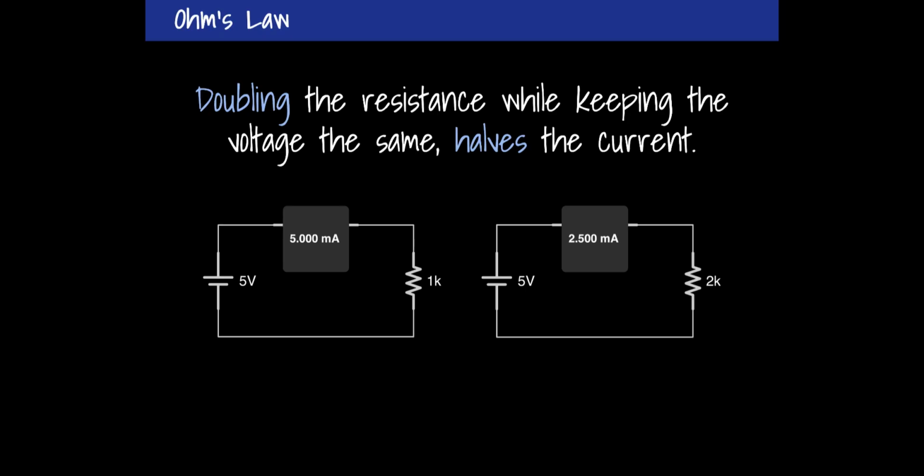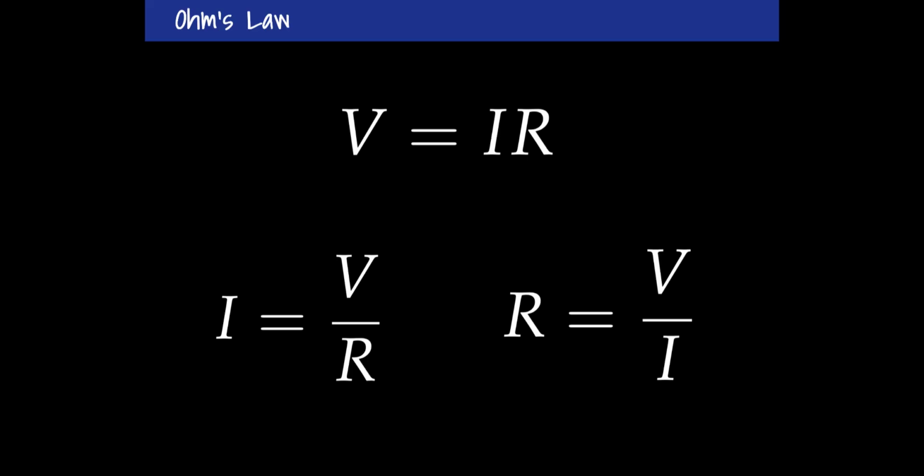Increasing the resistance decreases the current. It completely matches my phenomenological expectation of what's going to happen, my qualitative interpretation of the situation. But now it's quantitative. Doubling the resistance while keeping the voltage the same halves the current. And as I said at the end of the previous lesson, it seems to me that there's a mathematical relationship. And there is. The relationship is called Ohm's Law.